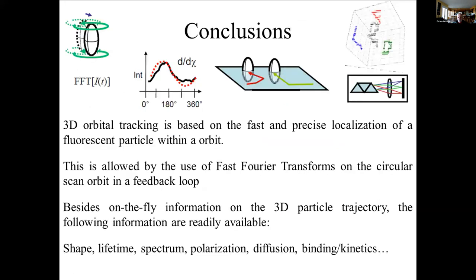So in conclusion, I say that the 3D particle tracking is based on fast and precise location of fluorescent particles within the orbit in 3D. This is allowed by the use of fast Fourier transform and a circular scan orbit in a feedback loop. Besides the on-the-fly information, the 3D particle trajectory, the following information is already available: the shape of the particle, the lifetime of the particle, the spectrum, polarization, diffusion, binding, and kinetics. And this is the conclusion of my talk.